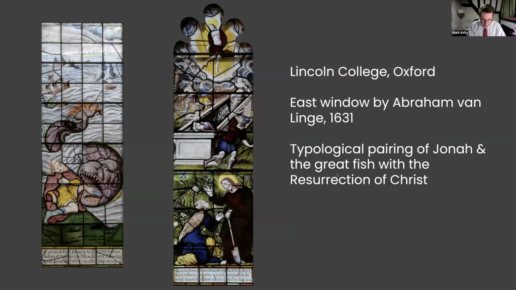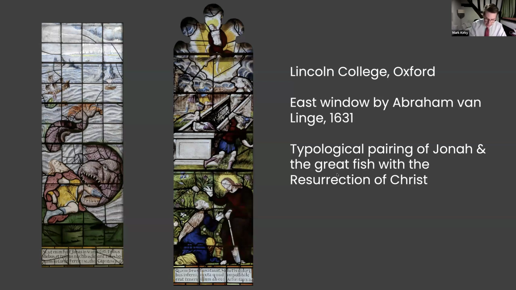This example comes from the east window in Lincoln College Chapel. Here we see Jonah climbing out of the mouth of the great fish, looking slightly surprised, but really no worse for his experience. That is set in the lower register of the window, and then the panel that you see on the right, you need to imagine that being immediately above it in the upper register, showing the resurrection, Christ rising from the tomb in the panel above.